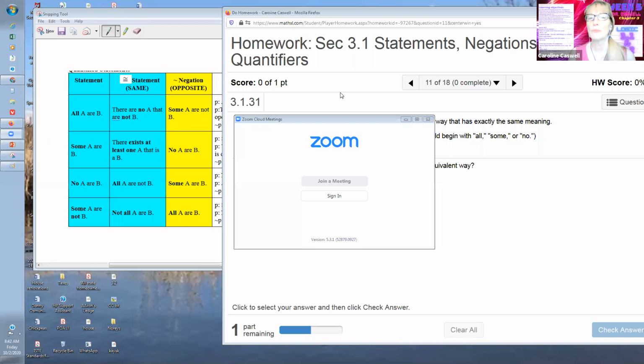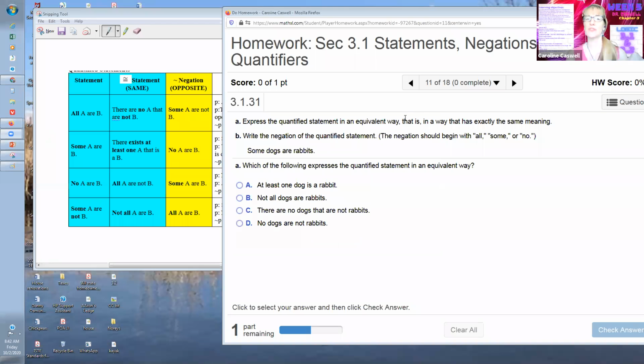Okay, so let's go back to the some dogs are rabbits. Which row are we talking about? Row 1, row 2, row 3, or row 4? Anybody can just shout out. Which row are we talking about on our chart? Row 1. Row 1 says some dogs are rabbits.